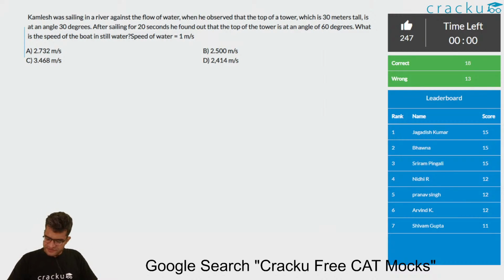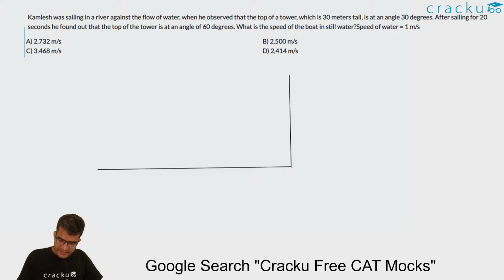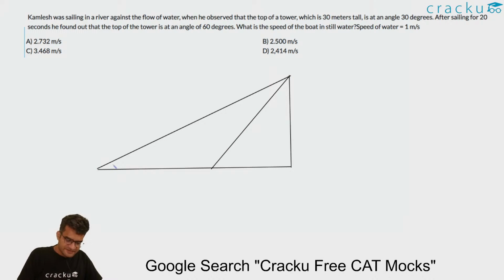Okay, let us try to answer this question. In this question, we are told that Kamlesh is sailing in a river against the flow of water, and he observed that there is a tower which is 30 meters tall, and the angle is 30 degrees. So it is something like this. After sailing for 20 seconds, he found that the top of the tower is at an angle of 60 degrees. So after sailing for some time, he figured out that the angle becomes like this. Initially, it was 30 degrees. After sailing for 20 seconds, it becomes 60 degrees.